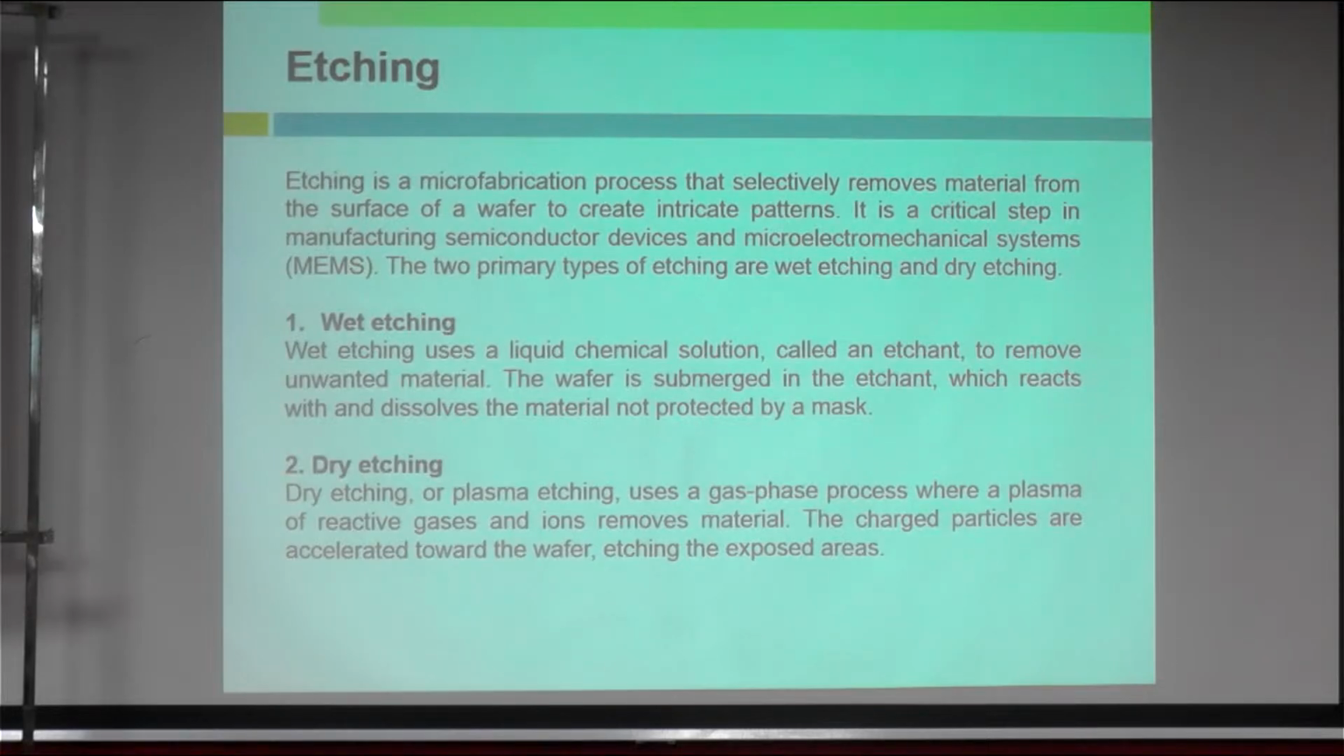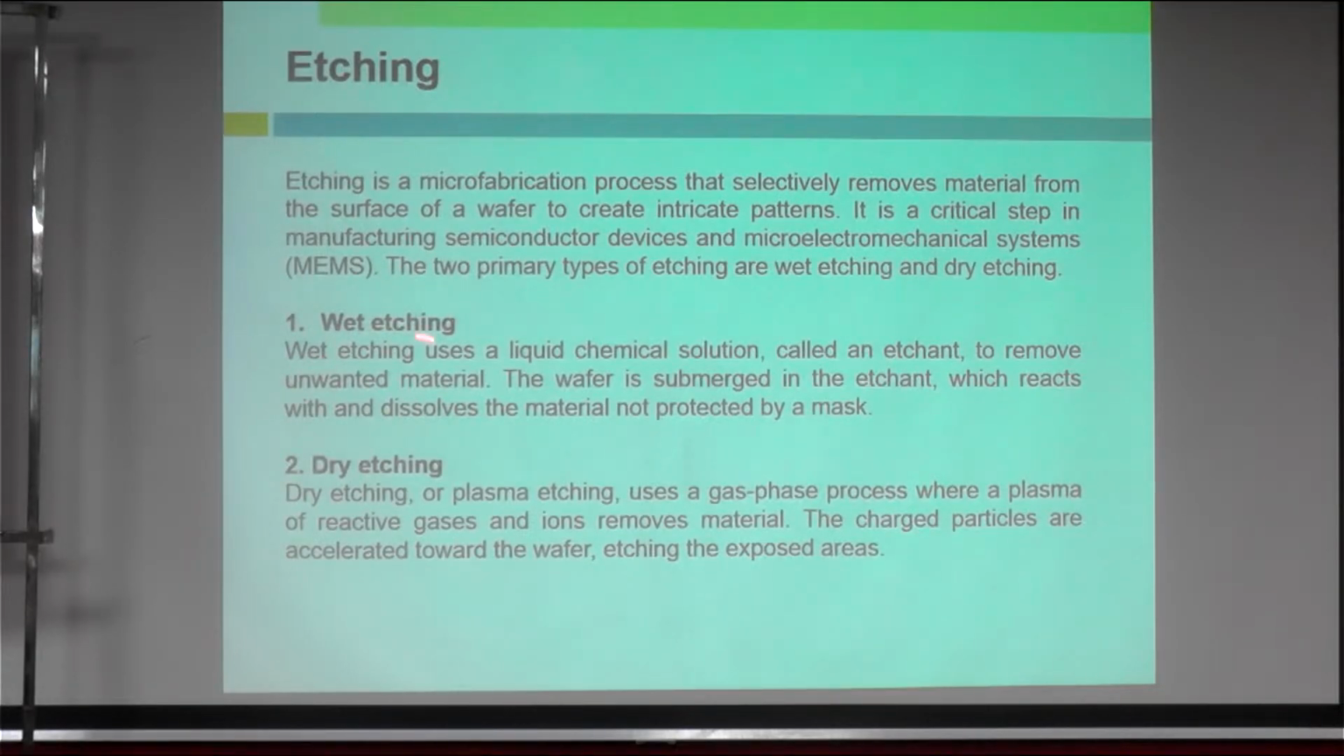In the case of conventional machining processes, we have machine tools to do milling, for example, grinding. So there is no need for selectivity. But in this chemical or reaction process, the selectivity is very critical in terms of forming the pattern. It is a critical step in manufacturing semiconductor devices and microelectromechanical systems. The two primary types of etching are wet etching and dry etching. So these are the two types of etching.